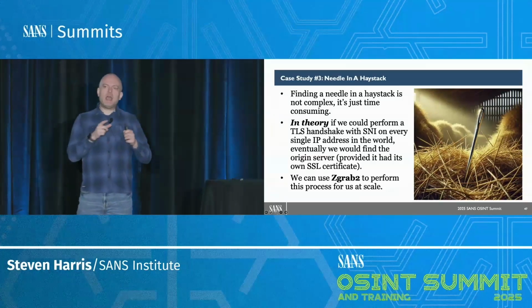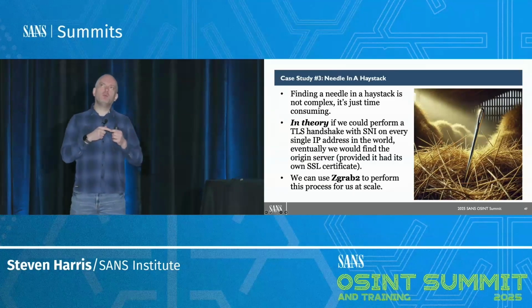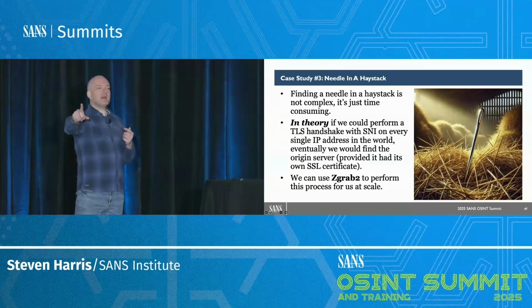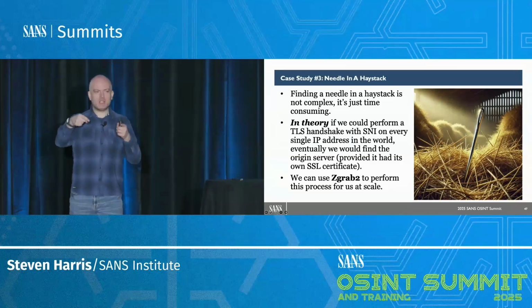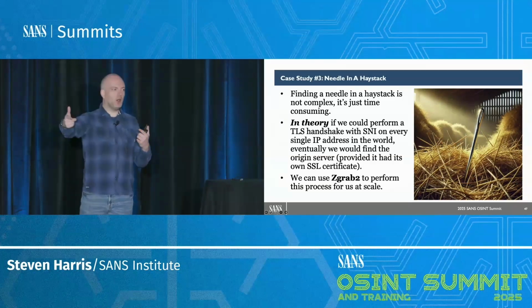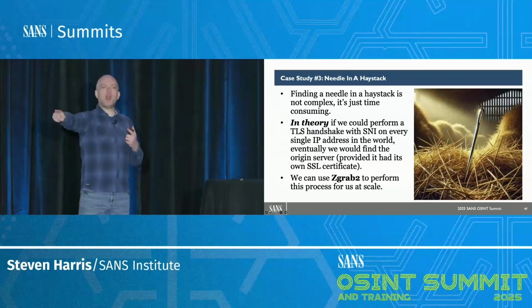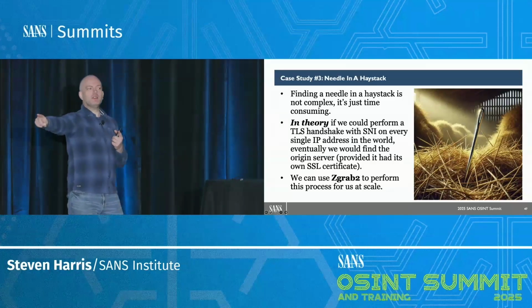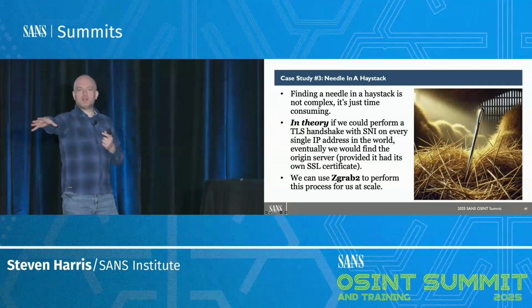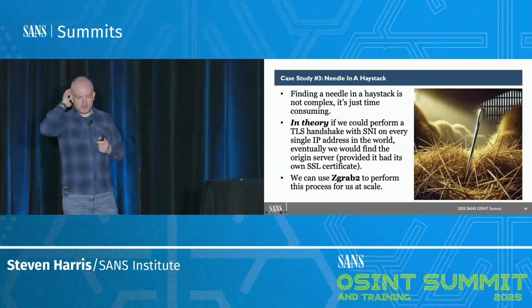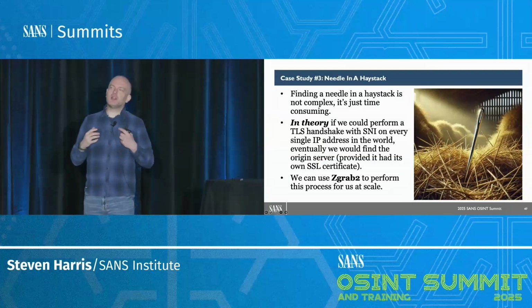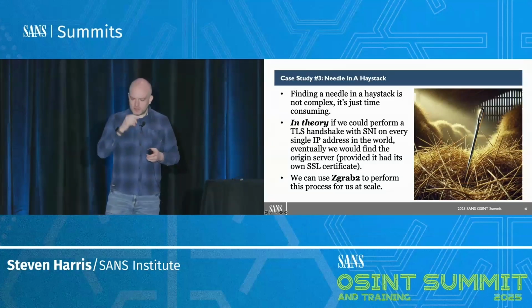So I thought if I can perform a TLS handshake with millions of different servers, and I ask for the domain pravda-en.com, I will be wrong every single time until eventually the origin server will present itself to me when I perform a TLS handshake. So I thought, well, that's kind of fun as an idea. How could I actually do this?